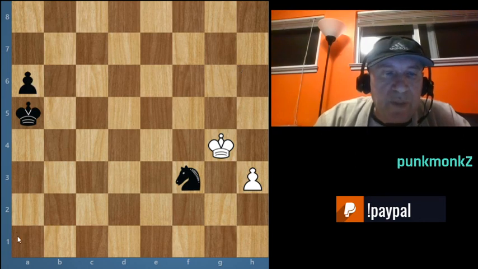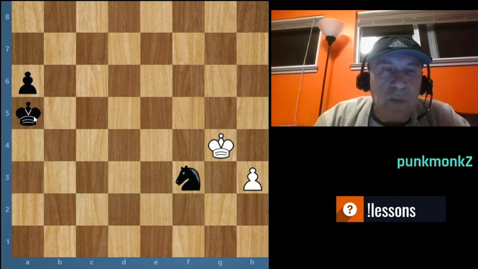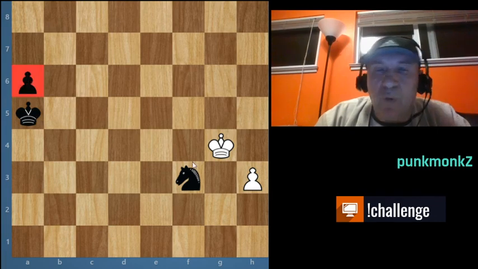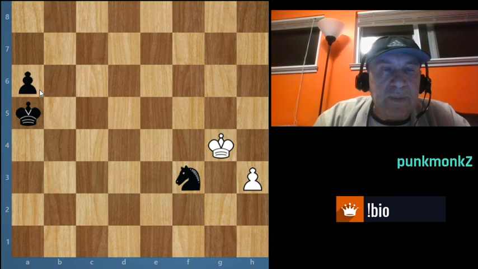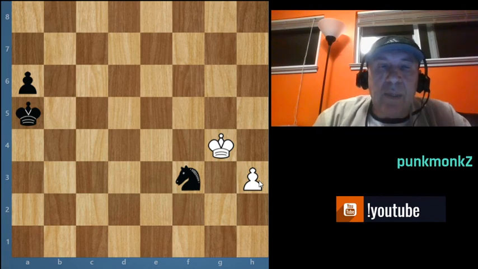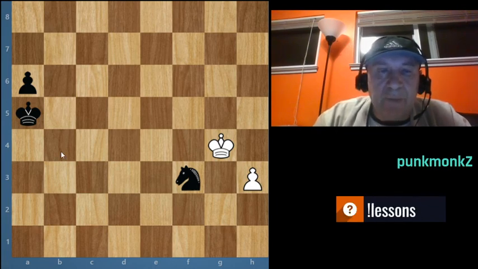So the pawn is going this way, but his own king is blocking the pawn, right? So I'm gonna use the count method, right? Okay, wait a minute. These are both rook pawns also, so I don't know if I need to use the count method. They're both rook pawns. So which pawn can advance faster? That's the question. Okay, so if I come here, he's going to take.